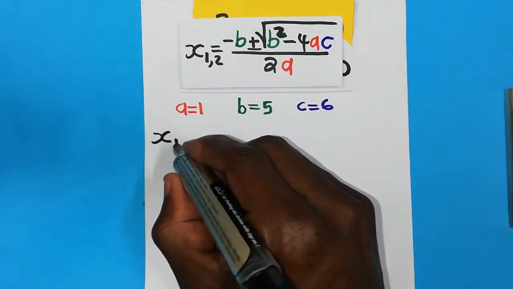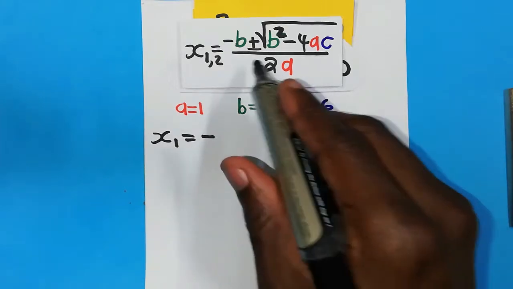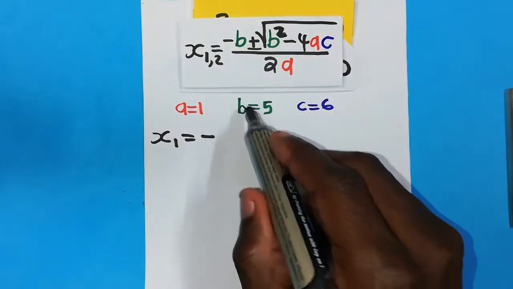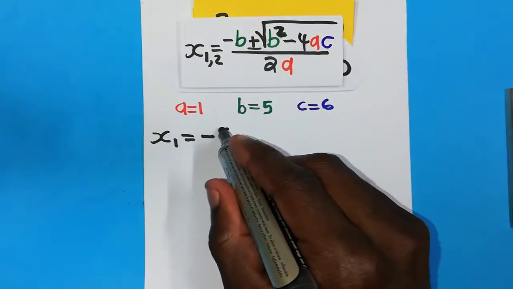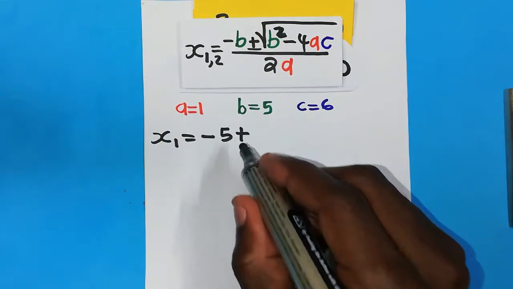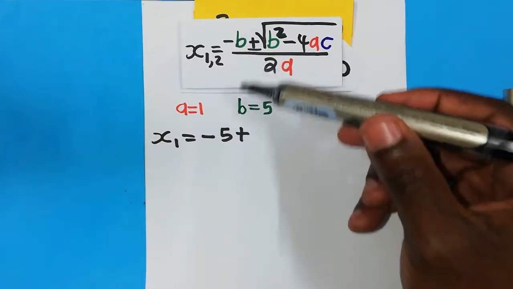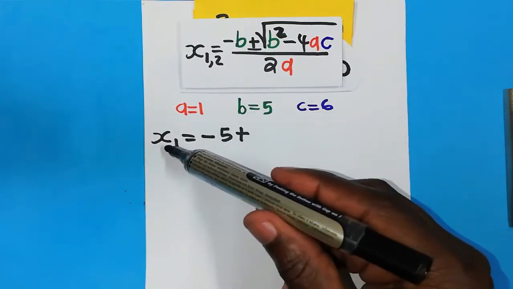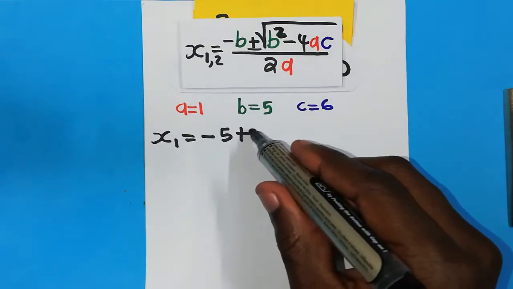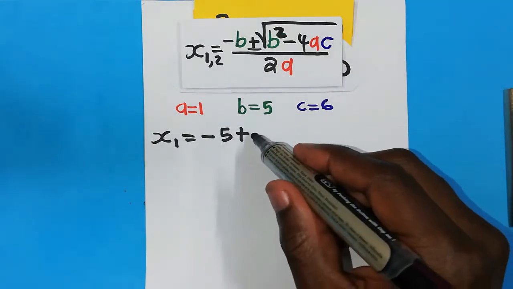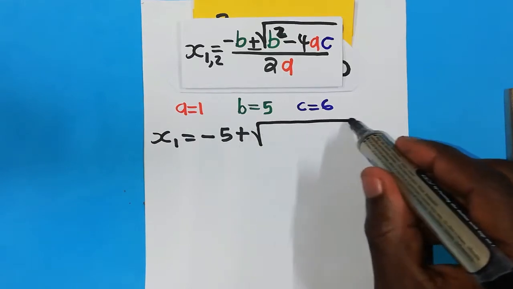So the first value of x will be minus b, so whenever you see b, you put the value of 5. So it will be minus 5 plus. You can start with plus or minus, it doesn't matter, to get the first value of x. I'm going to start with plus, then I'll do minus afterwards to get the second value of x.